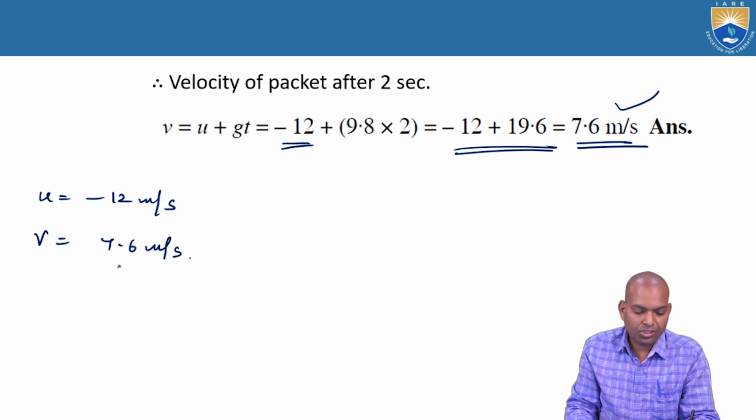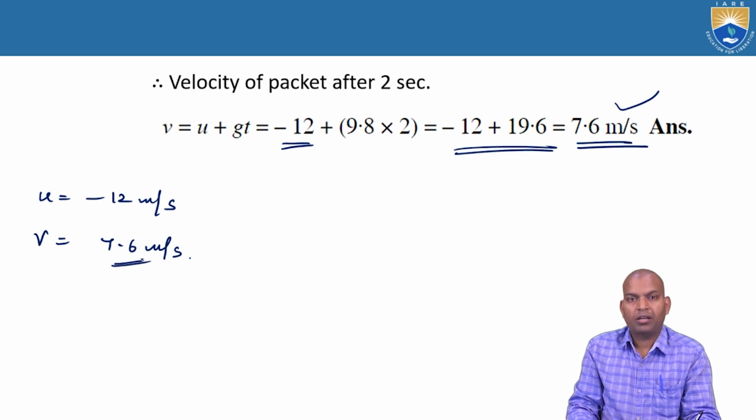So the final velocity is reduced. Why is the final velocity reduced? Here you may say positive or negative. It is the direction. It indicates the direction. The final velocity positive 7.6 means it is coming downwards.